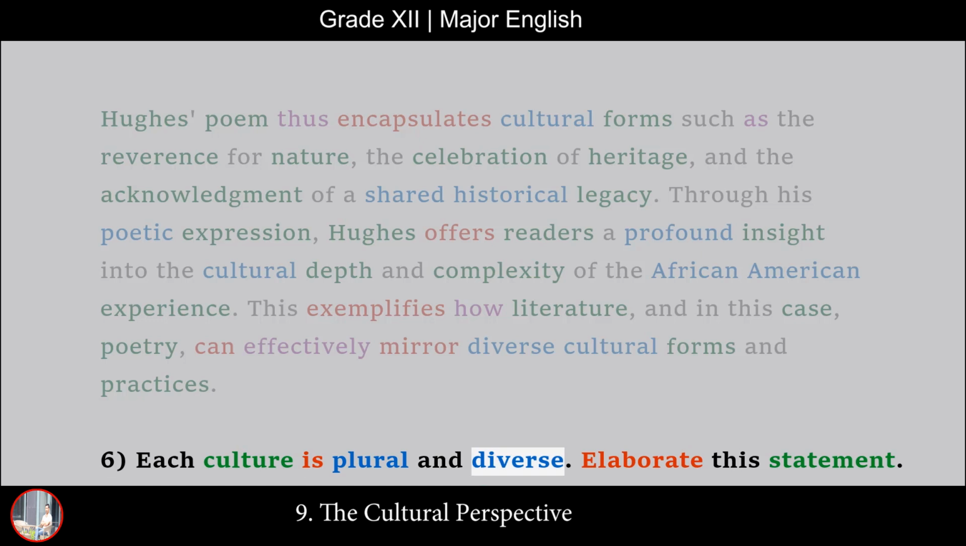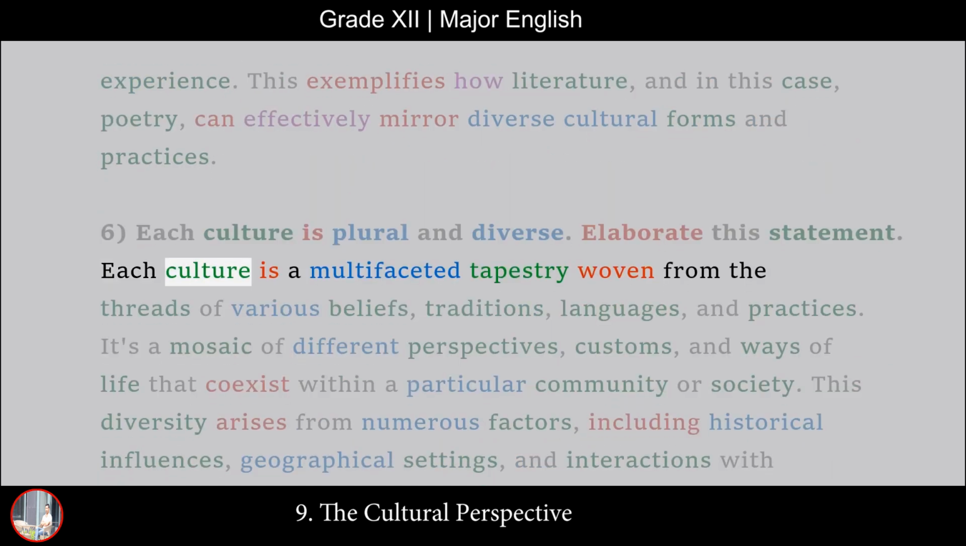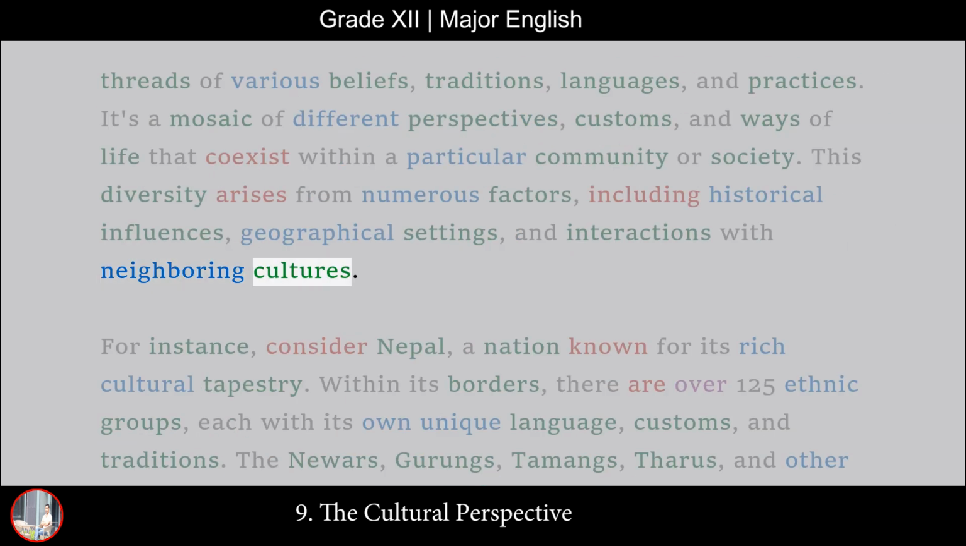6. Each culture is plural and diverse. Elaborate this statement. Each culture is a multifaceted tapestry woven from the threads of various beliefs, traditions, languages, and practices. It's a mosaic of different perspectives, customs, and ways of life that coexist within a particular community or society. This diversity arises from numerous factors, including historical influences, geographical settings, and interactions with neighboring cultures. For instance, consider Nepal, a nation known for its rich cultural tapestry.